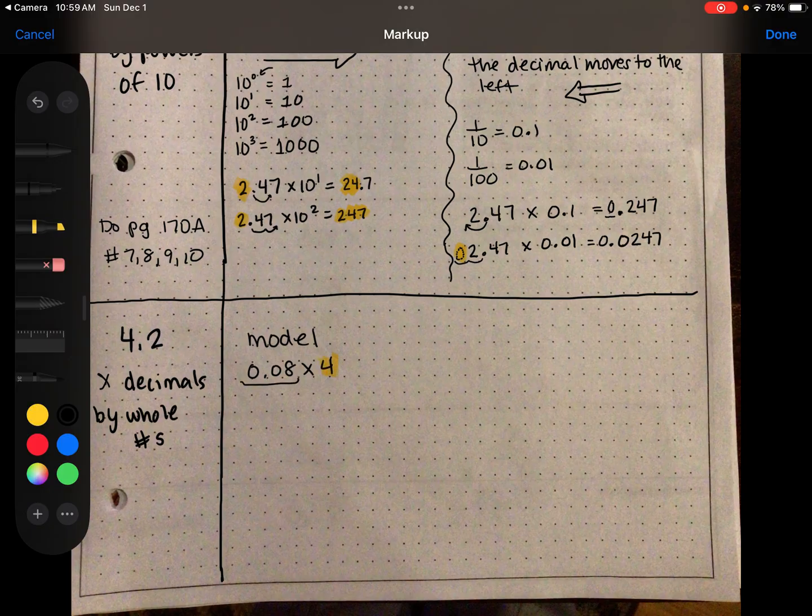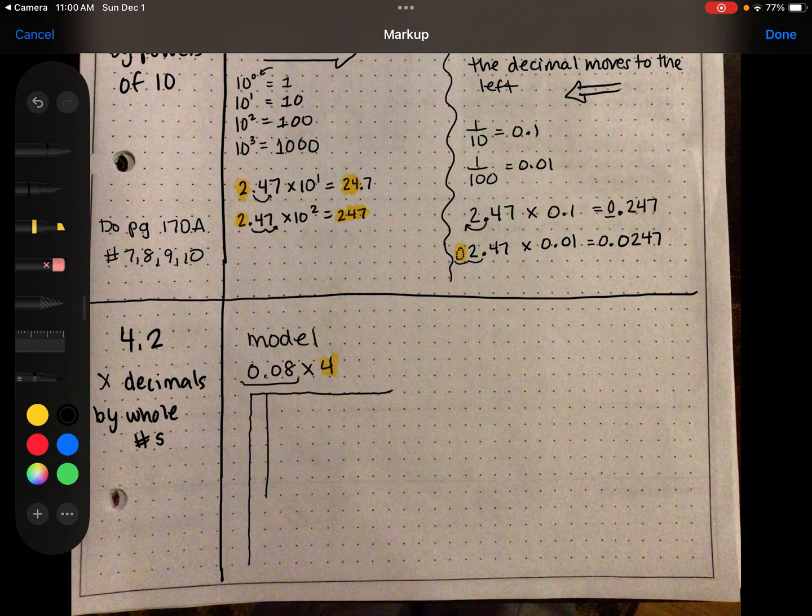So if we were to use a model to answer 0.8 times 4, which here's our whole number, 4, and we're going to be multiplying this decimal by 4. If we use a model, we can see that this is a hundredth. So we're going to create our hundredth model. 1, 2, 3, 4.